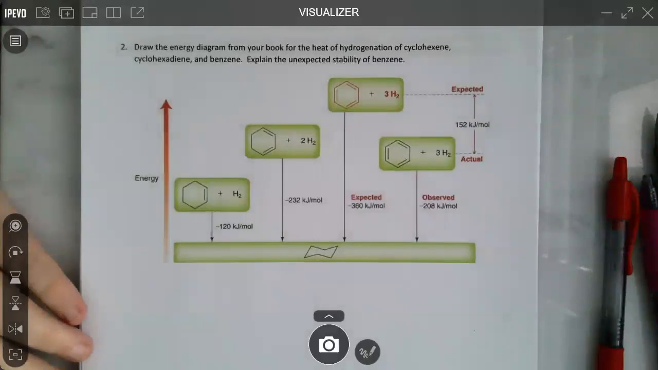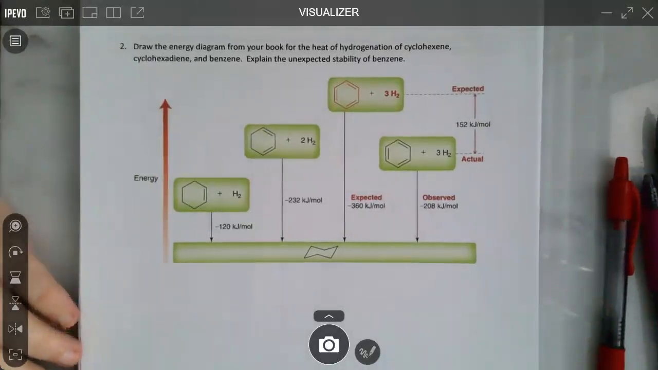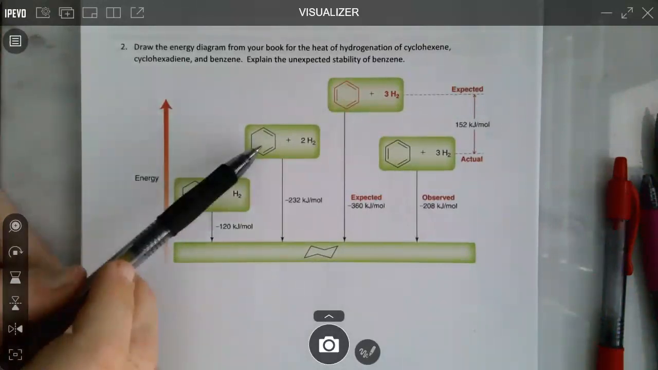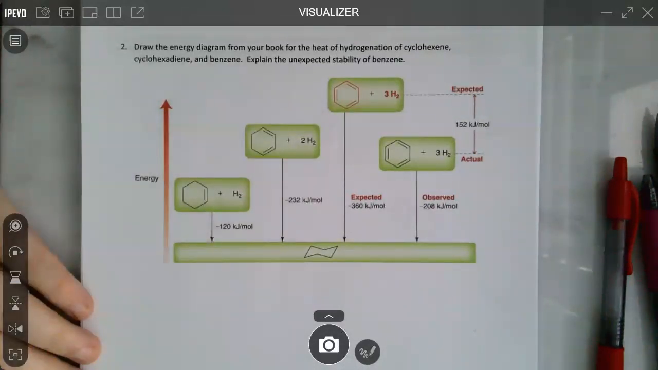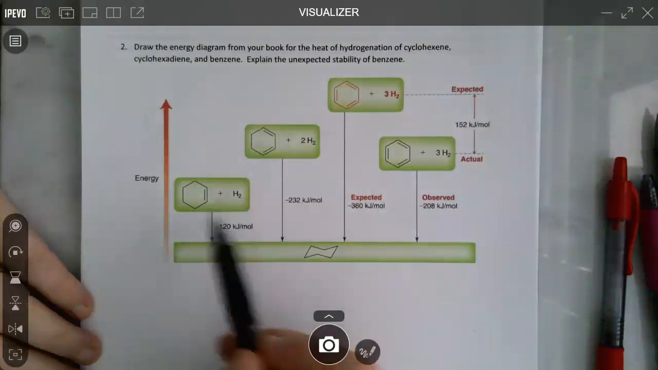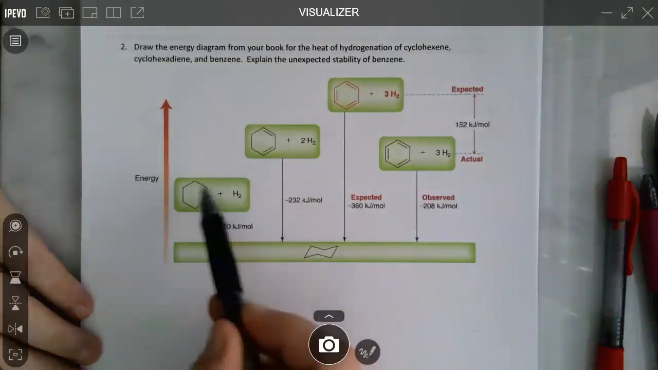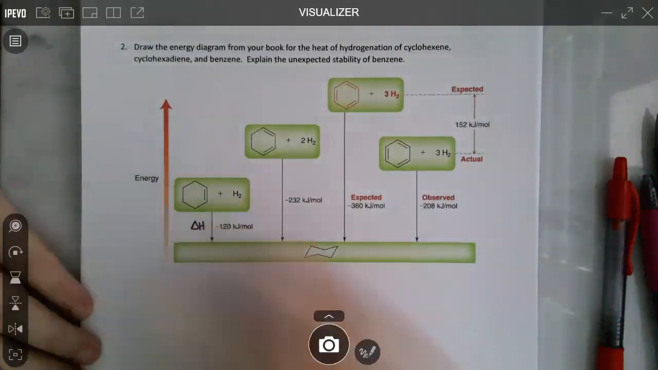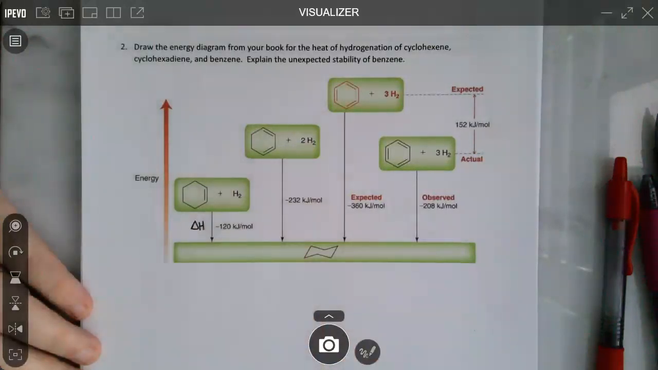All right, question number 2 talks about the energy diagram in your book for the heat of hydrogenation of cyclohexene, cyclohexadiene, and benzene, and it asks us to explain the unexpected stability of benzene. So this talks about the fact that the hydrogenation of one alkene in cyclohexene gives us a delta H which is negative, and specifically gives off 120 kilojoules per mole of energy. So this is an exothermic reaction because delta H is negative.